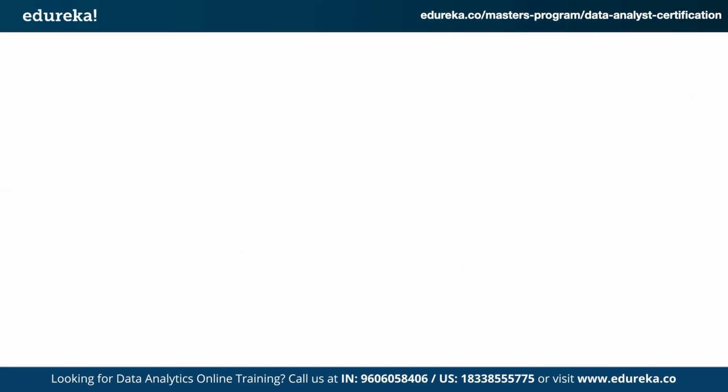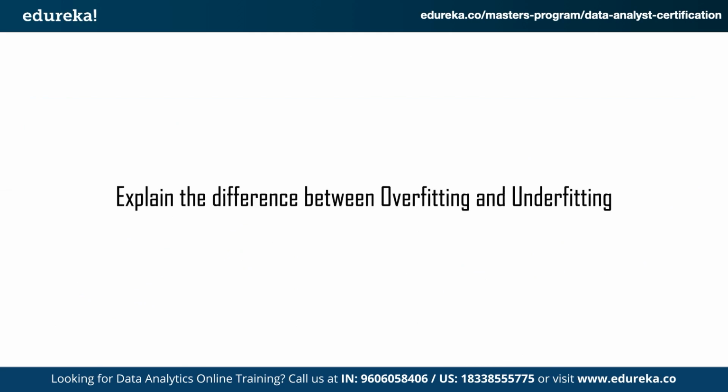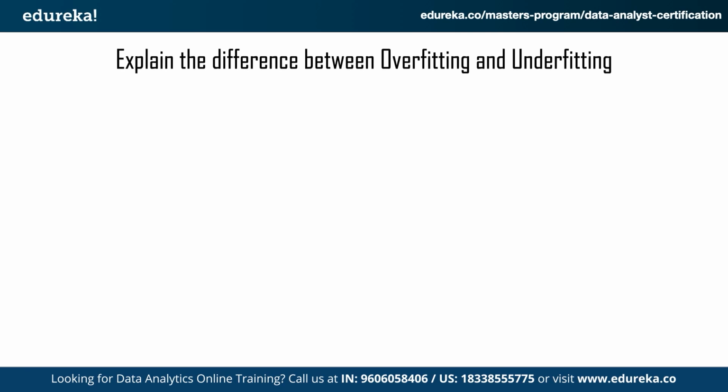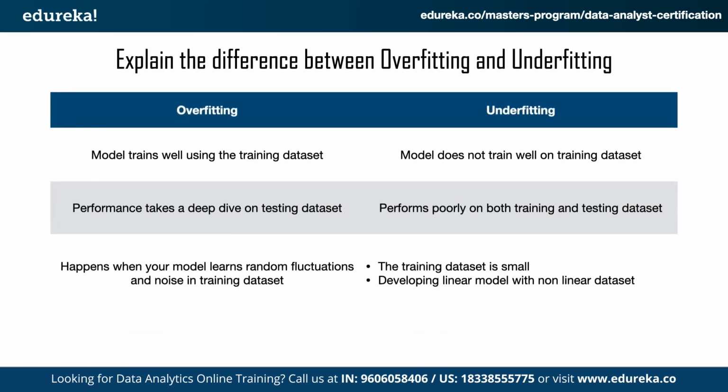The next question is, explain the difference between overfitting and underfitting. Now, this question is one of the most basic questions that you can find on building models. You say that your model is overfitting when it trains well on the training dataset, but the performance drops drastically in the testing dataset. This happens when your model learns random fluctuations and noise from your training dataset. Underfitting occurs when your model does not really train well on the training dataset and performs poorly on both training and testing dataset. This occurs when your training dataset is so small that it can't really derive any conclusions, or if you're developing a linear model with a non-linear dataset.